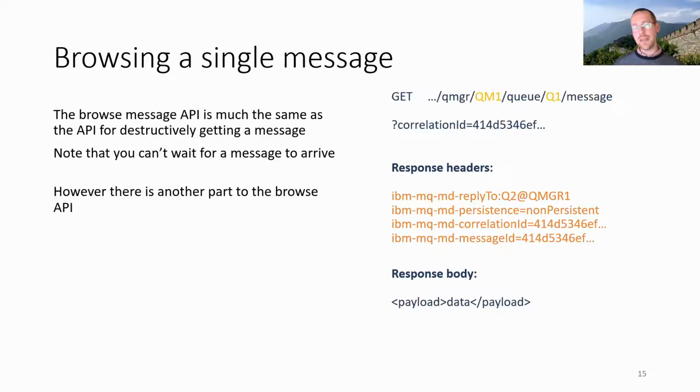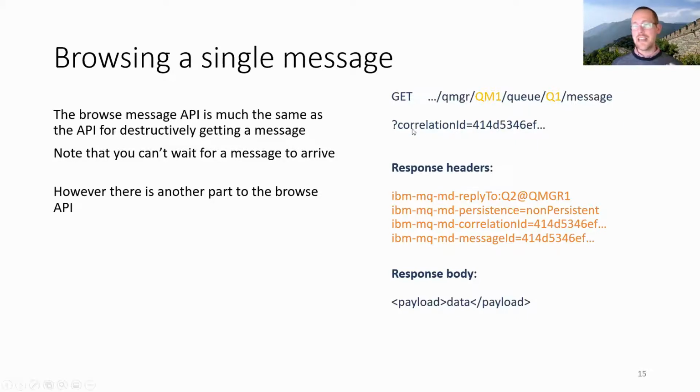So the last couple of bits are actually browsing messages. So we talked about destructively getting a message. What about if you want to go and look at the messages on the queue, but you don't want to destructively get them? So we have a couple of pieces to this REST API. At its simplest, this looks very much like the destructive getting REST API. It's just that you're doing a browse, effectively a display of the queue state, and that's done via an HTTP get as opposed to an HTTP delete. And other than that, the API kind of looks the same.